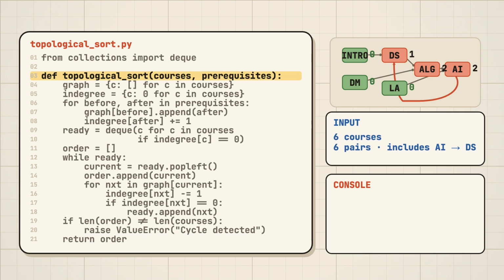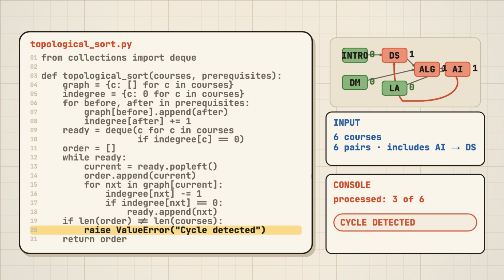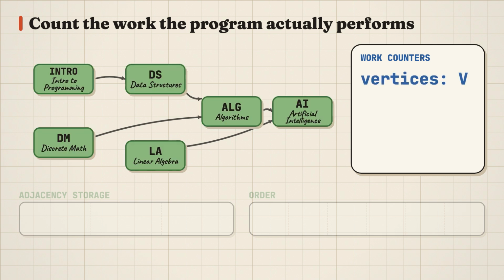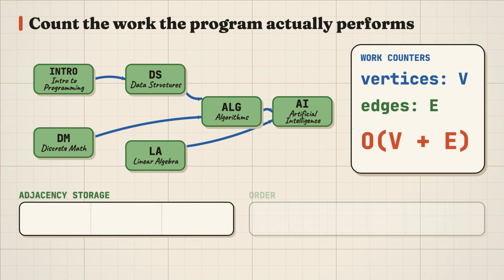Now, add artificial intelligence as a prerequisite for data structures. This time, the deque becomes empty after only 3 courses, so the program reports a cycle. Each course enters the queue once, and every prerequisite arrow is processed once, so the running time is O of V plus E. The adjacency list also uses O of V plus E space.